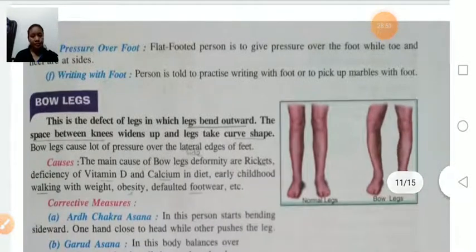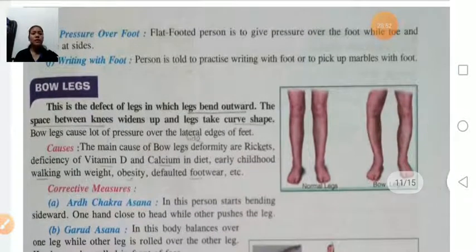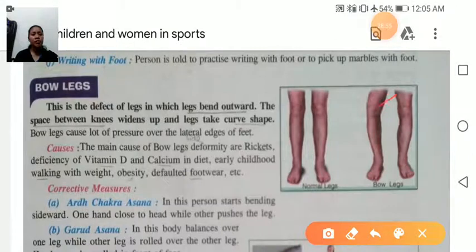And bow leg means when there is a too much gap between the knees. Okay, this is normal. In bow leg there is a gap, there is a curve in this defect of the leg, in which the legs bend outward, your knees bend outward, and there is a space between the knees, the knees widen up, and the legs take a curved shape. Look, this is your leg in a curved shape. Our legs will take a curved shape.